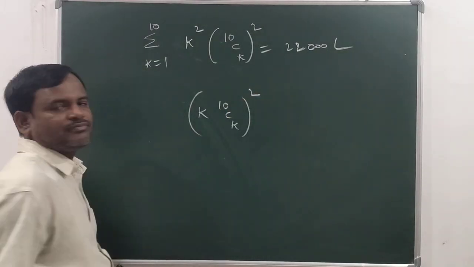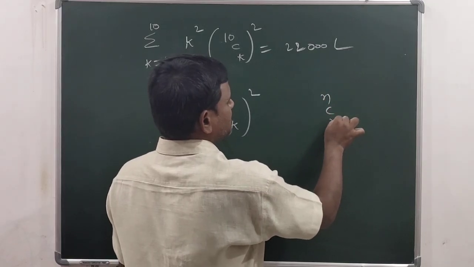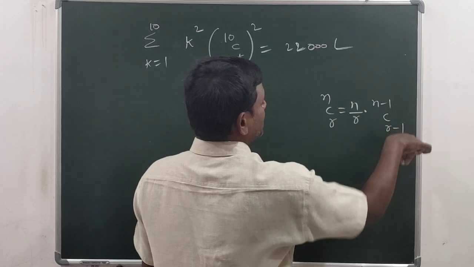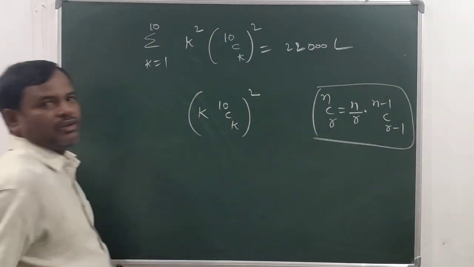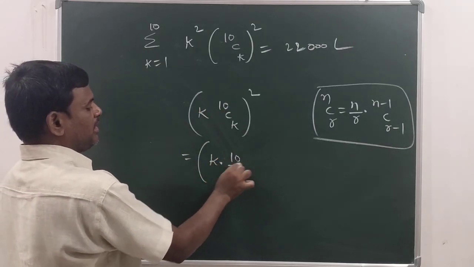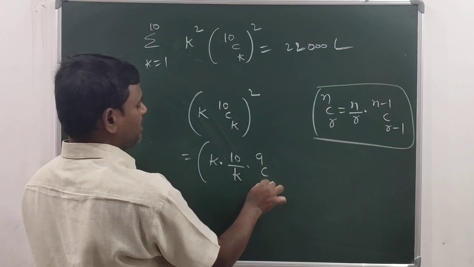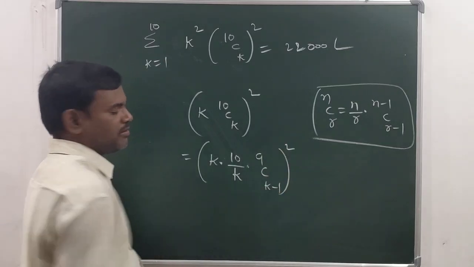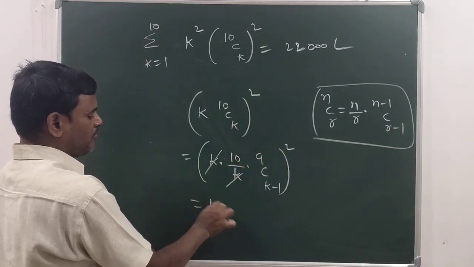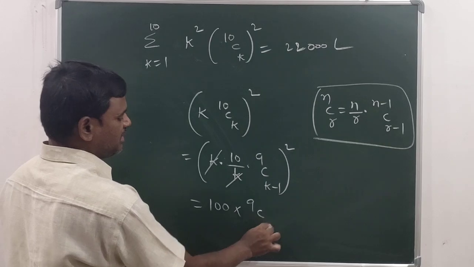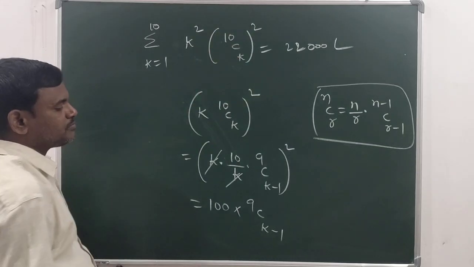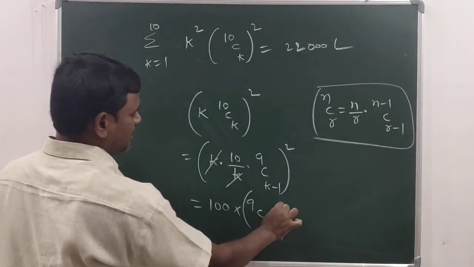can write. Now you know, students, nCr you can write as n by r into n minus 1 C r minus 1. You read this formula. If you write that formula inside, so you get k into 10 by k into 10 minus 1, 9C k minus 1 whole square. Now k cancels. Now what is left? 10 square, 100, into 9C k minus 1. So write that in place of this. But for this there is whole square.